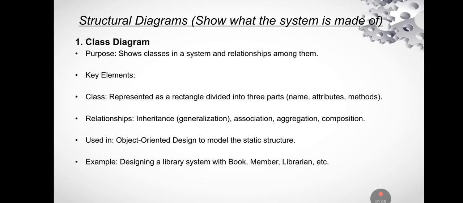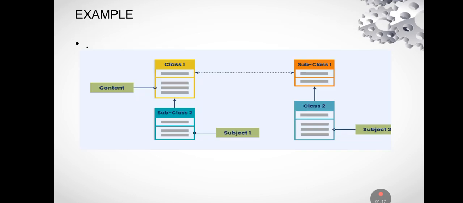It is used in object-oriented design to model the static structure. An example is designing a library system with book, member, librarian, etc. This is the figure of a class diagram.